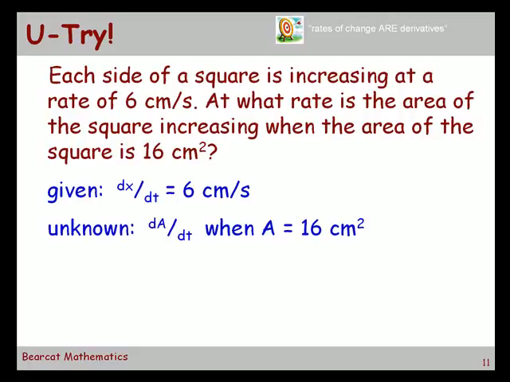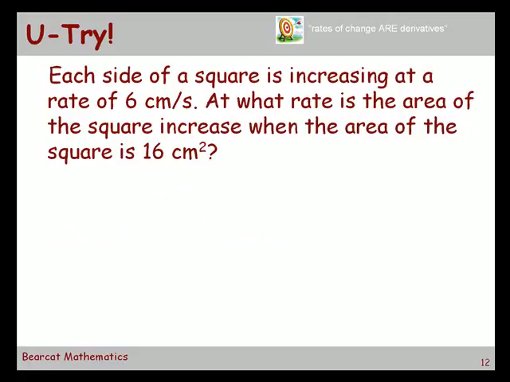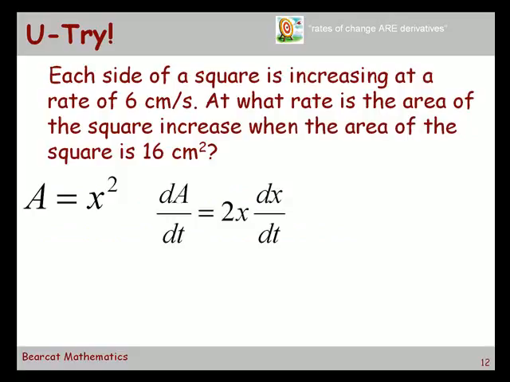So it's just a square, so the area formula is pretty straightforward. Area equals x squared. We differentiate the left side, we get dA over dt. We differentiate the right side, we get 2x dx over dt. We know dx over dt, right? And we know x when the area is 16. X when the area is 16 is going to be 4.